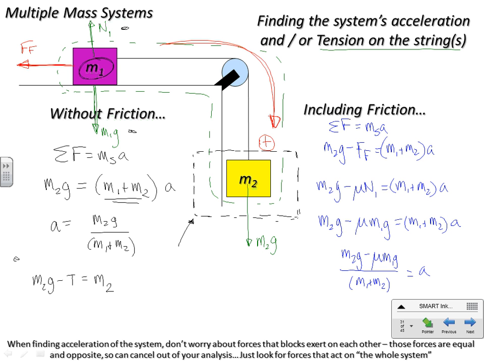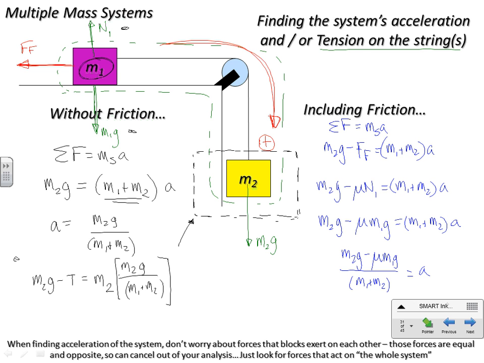Well, I'll put A in here. A is M2G over M1 plus M2, so that we can write an expression for T. I'll trust you can do that algebra.